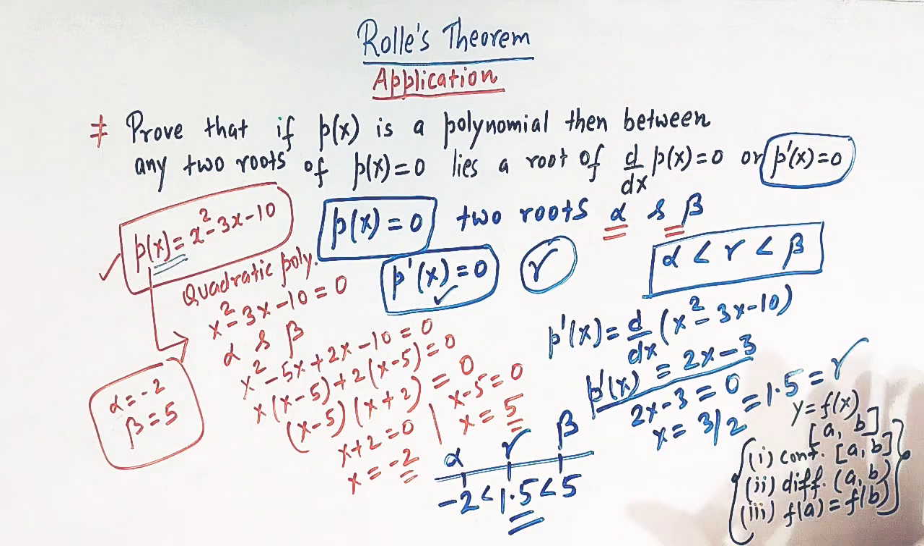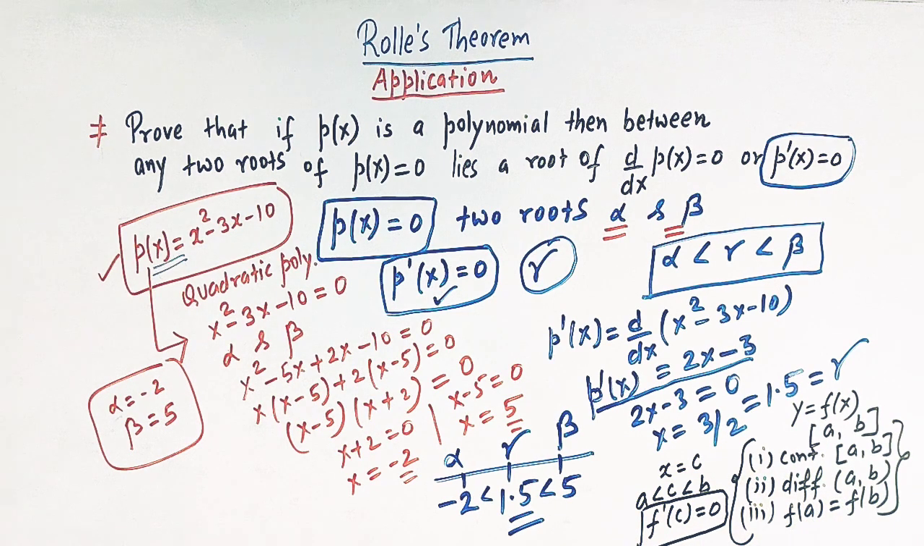and if a function satisfies these three conditions in the interval a comma b, then Rolle's theorem says that there must exist a point c which lies between a and b, such that the derivative of this function at this point c must disappear, or it must be equal to 0. So this is the statement of Rolle's theorem.